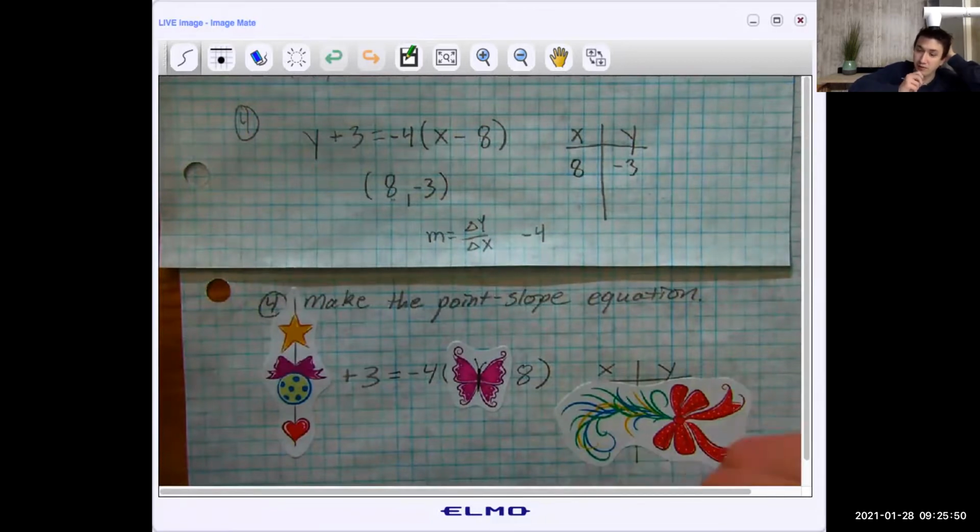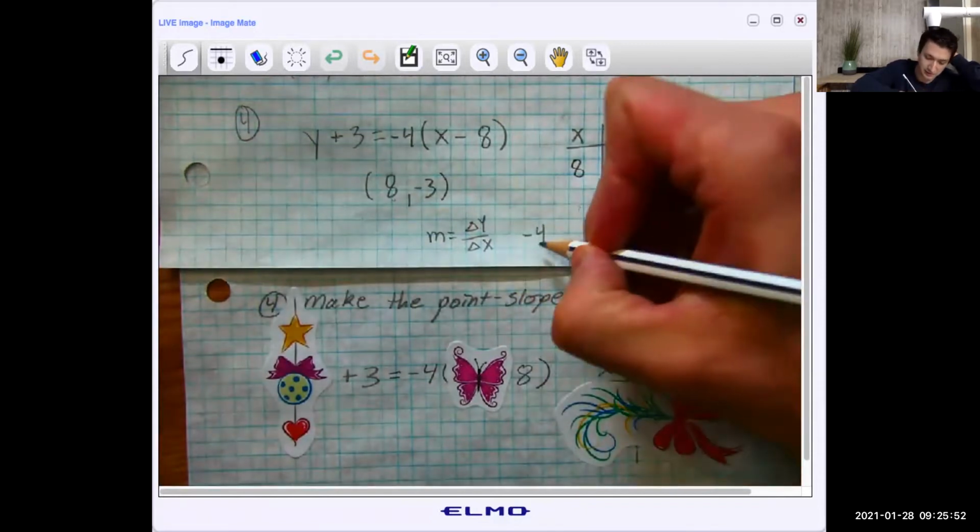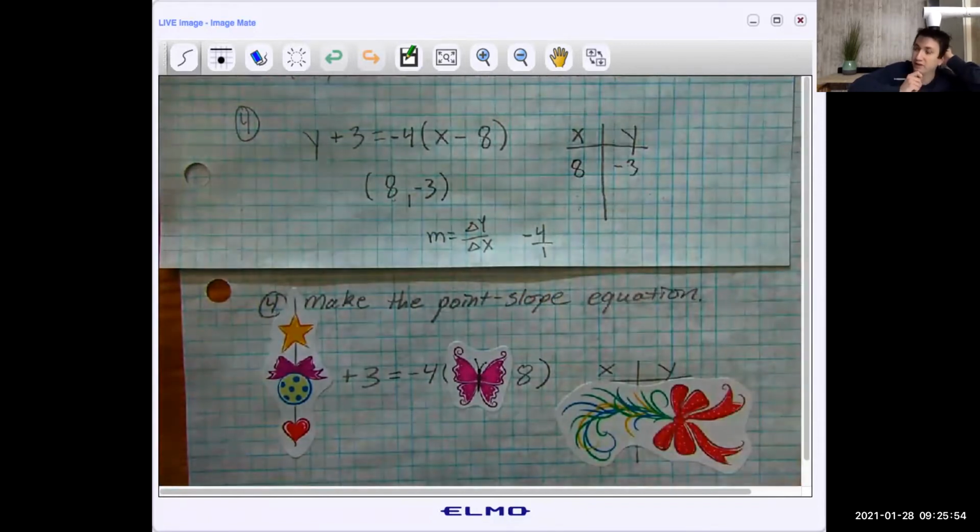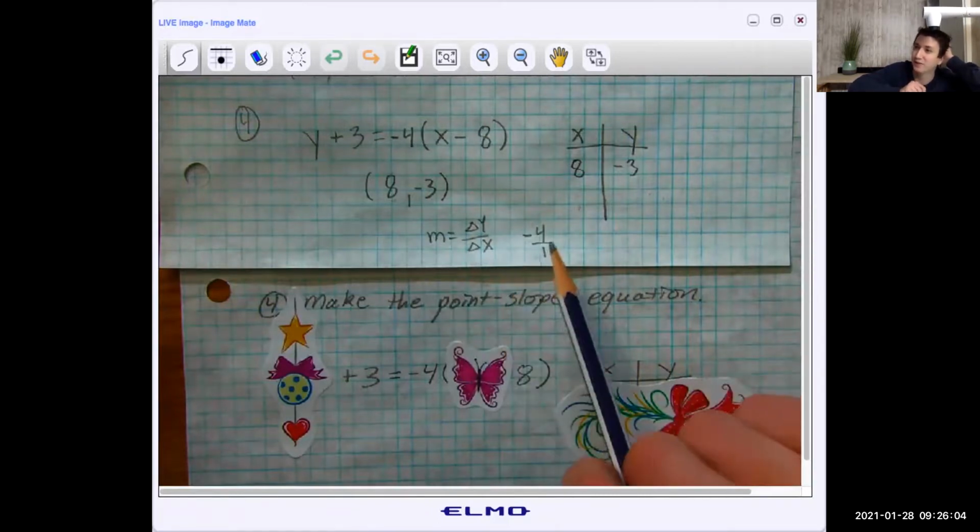You know what would be helpful is if the 4 was a fraction. Let's make it a fraction. There you go. Does that help a little bit? Our slope is -4, but let's just call it -4/1. Yeah, see? That's why we like fractions.